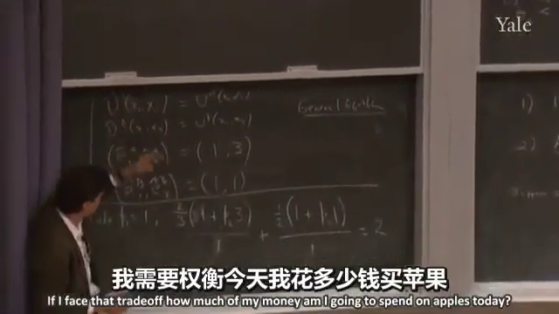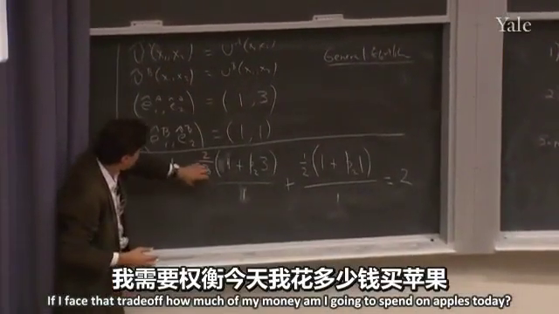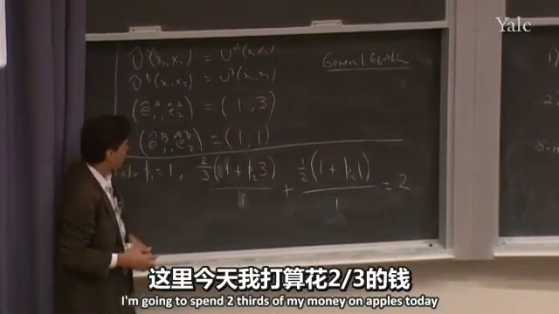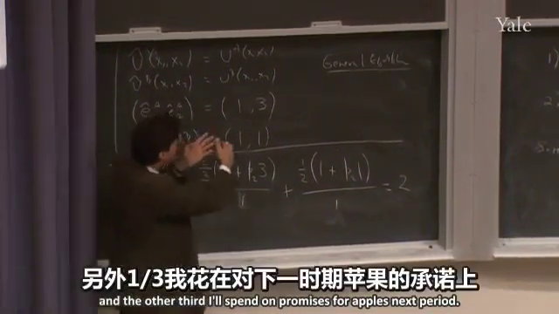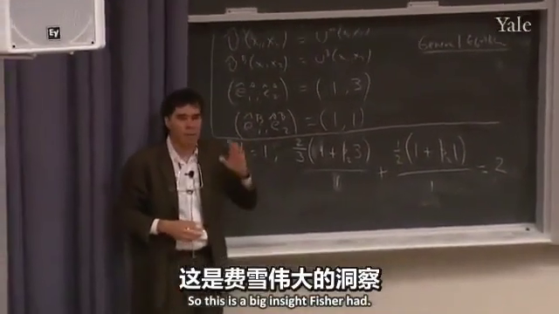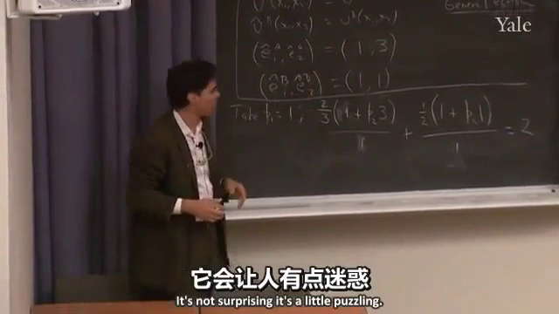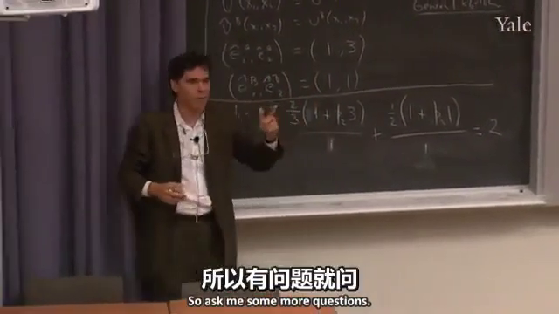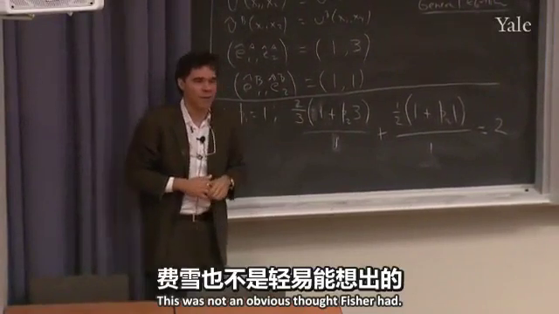If I face that trade-off, how much of my money am I going to spend on apples today? I'm going to spend 2/3 of my money on apples today, and the other third I'll spend on promises for apples next period. Okay, so this is a big insight Fisher had. It's not surprising. It's a little puzzling. I'm so used to it that I've forgotten how puzzling it is. So ask me some more questions. This was not an obvious thought Fisher had.